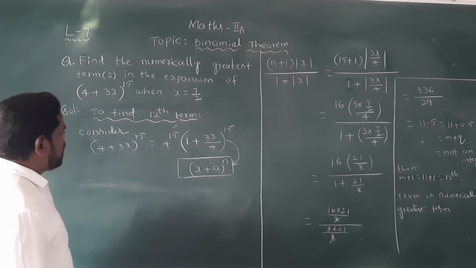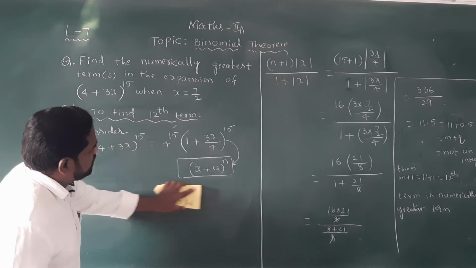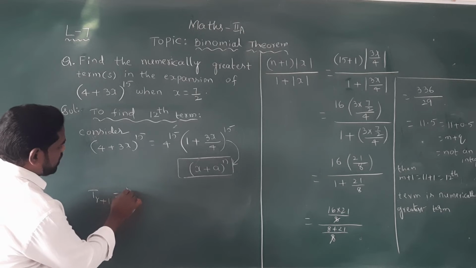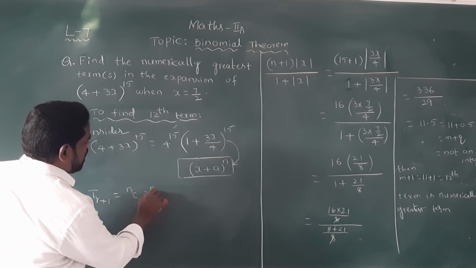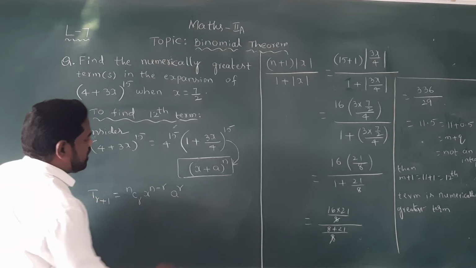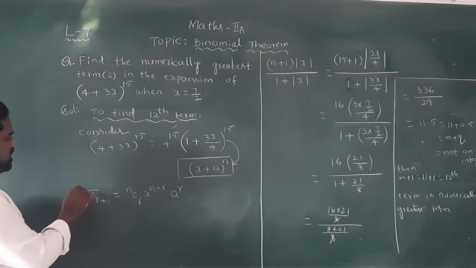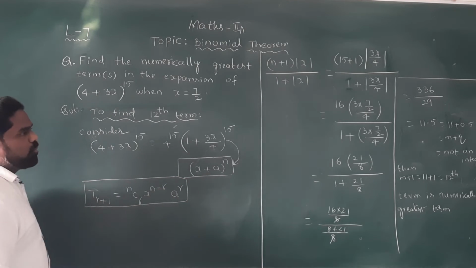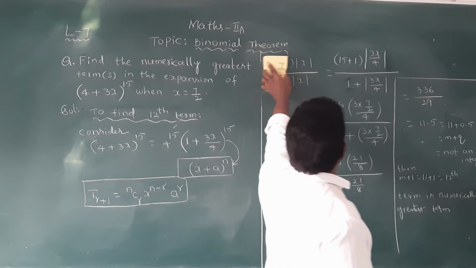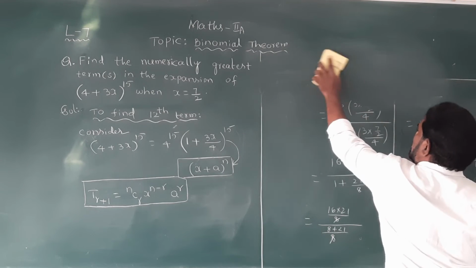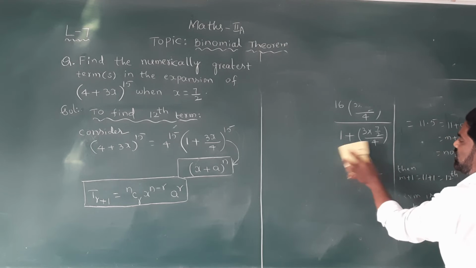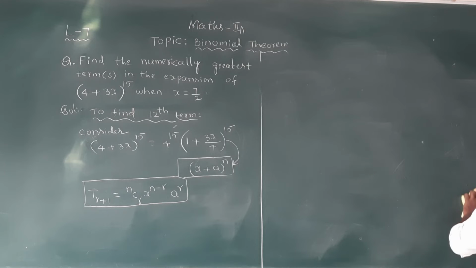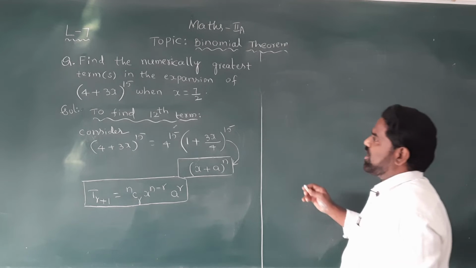So, now we can find the term by using the formula T(r+1) = nCr x^(n-r) a^r. This is either the general term or the (r+1)th term. We use this term to find any specific term. Here we are going to find the 12th term. We can find this like this.